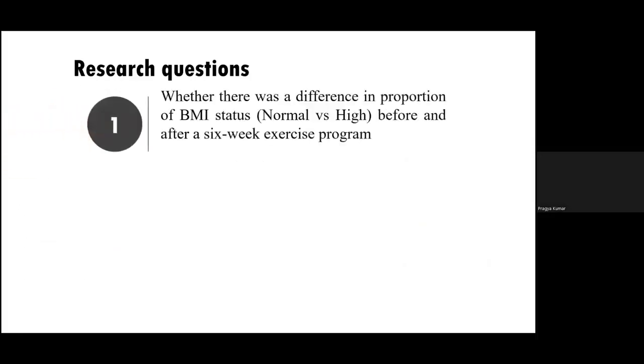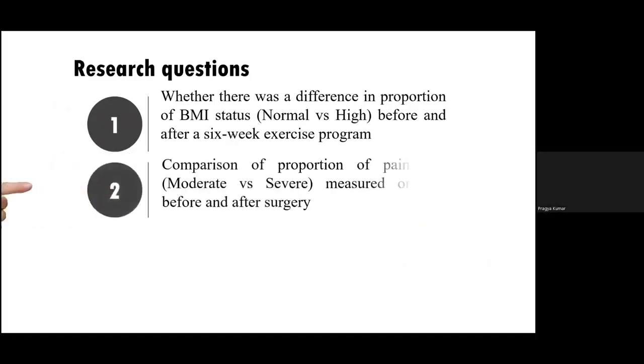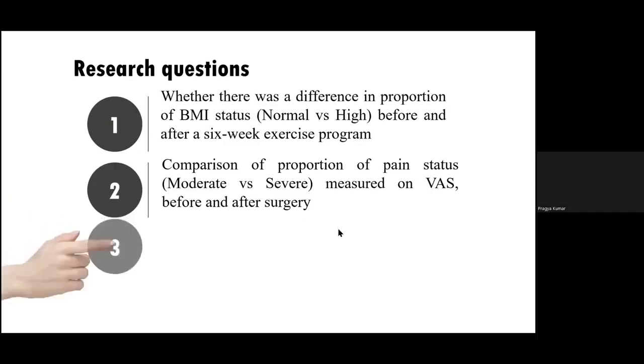So the research question is whether there is any difference in the proportion of BMI status. Again, in this case, you cannot have more than two categories. So there should be only two categories, for both the intervention and both the variables. So before and after a 6-week program, what is the status of the BMI? Comparison of the proportion of pain status: again, the pain status has been categorized as moderate versus severe, and there are two times I have measured, before surgery and after surgery. So it is a 2x2 table.